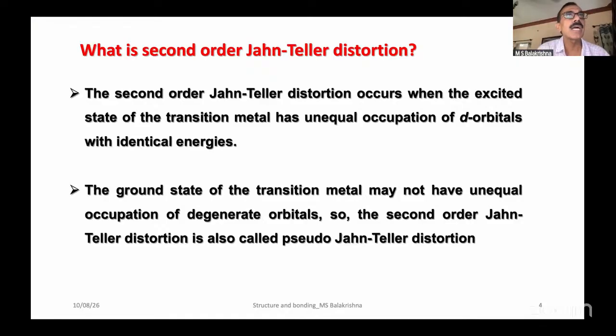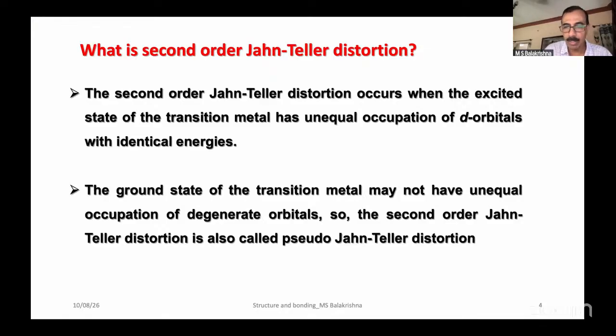What is that one? This occurs when the excited state of the transition metal has unequal occupation of d orbitals with identical energies. That means basically at room temperature, you don't come across Jahn-Teller distortion in a system like, let's say, d4 low spin, or d5 low spin, or d6 low spin. In those cases, what happens? If you excite one of the electrons to eg orbital, then you'll be seeing unsymmetrical filling of eg. As a result, you come across Jahn-Teller distortion. This is called second order Jahn-Teller distortion, or pseudo Jahn-Teller distortion.